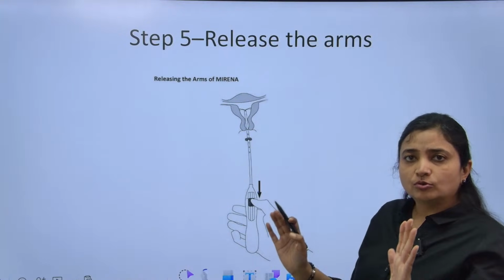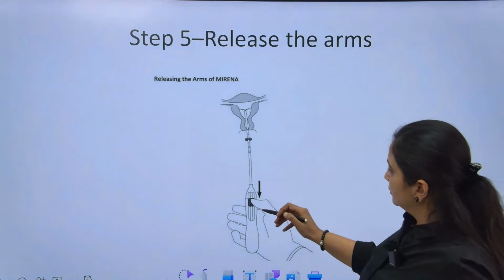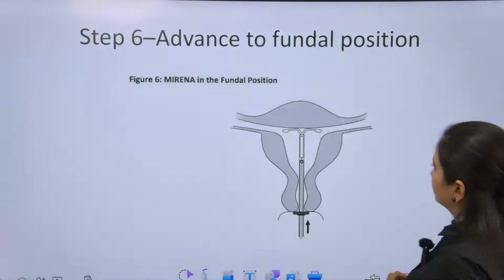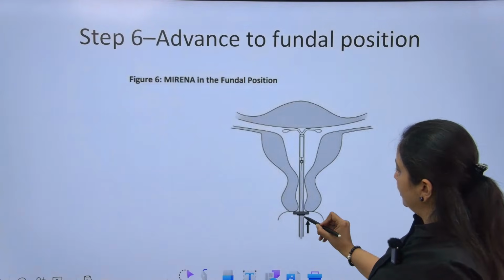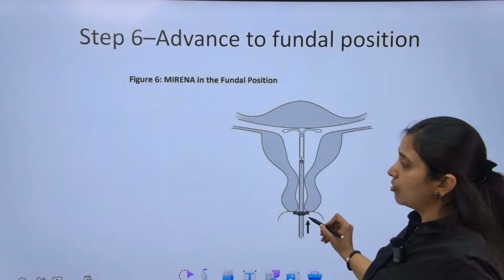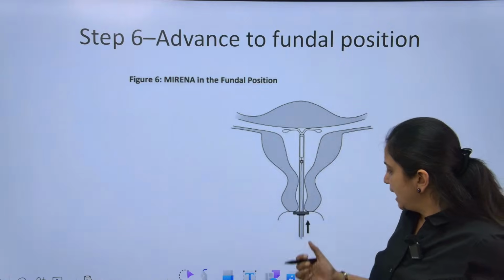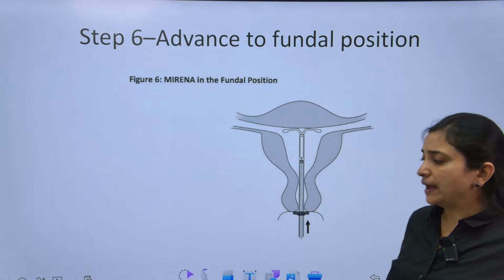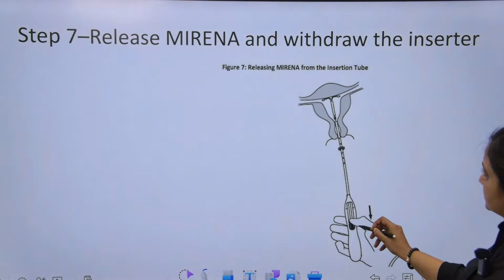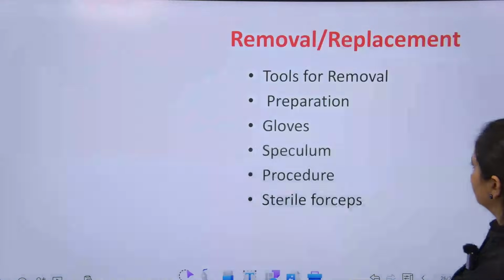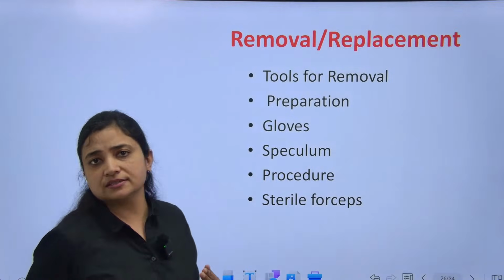Count till 10 very slowly. 1, 2, 3. Let the arms open. And then we will proceed like this. Then you proceed till your flange is at the level of the external os, or you feel a small resistance that yes, we have reached the fundus. And now you pull the slider completely back to release the threads. Like this. Now you pull it completely down and then cut the threads around 1 to 2 centimeter from the level of the external os.